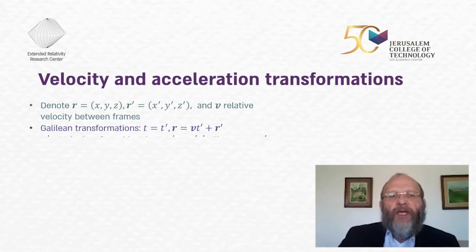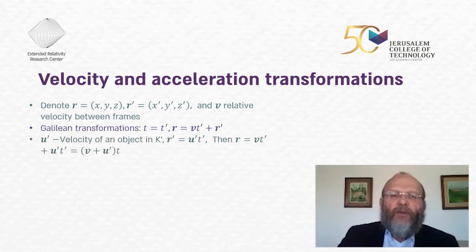Now, if we want to understand what the velocity transformation is, this has to be thought out more carefully because the definition is sometimes misleading. What is the real definition? You start with an object, it moves with velocity u at some time in K prime.